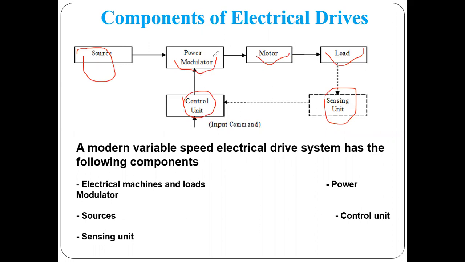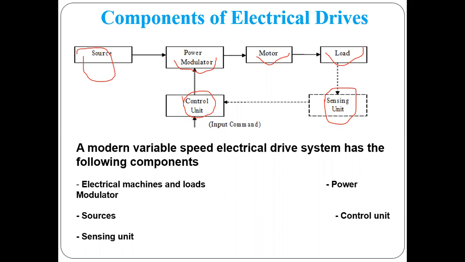In that, the first is the source. The source will be single phase or three phase. Then the power modulator. You can also study in the power electronics subject various types of converters like single phase controlled rectifier, three phase controlled rectifier, inverter, and chopper. These come into the category of power modulator. One by one we will discuss the function of each block.